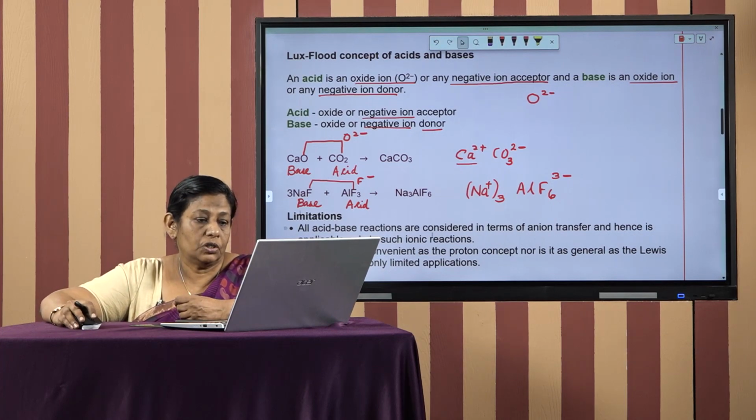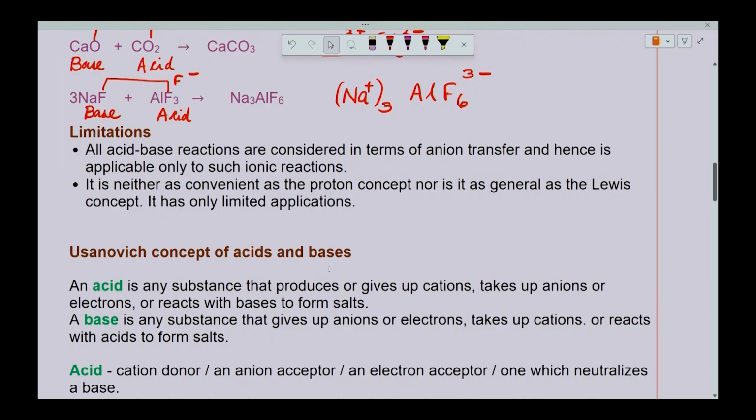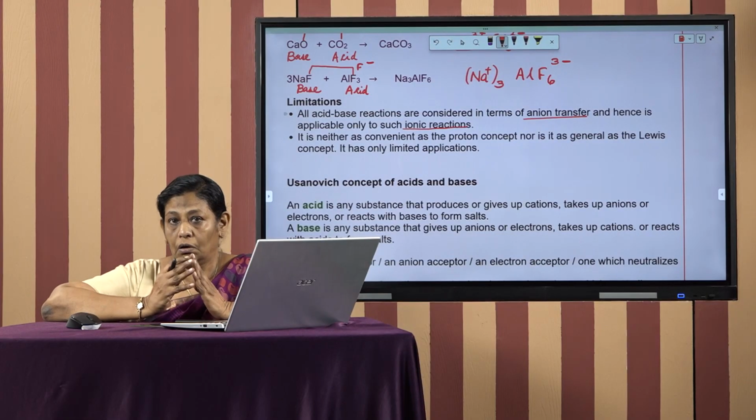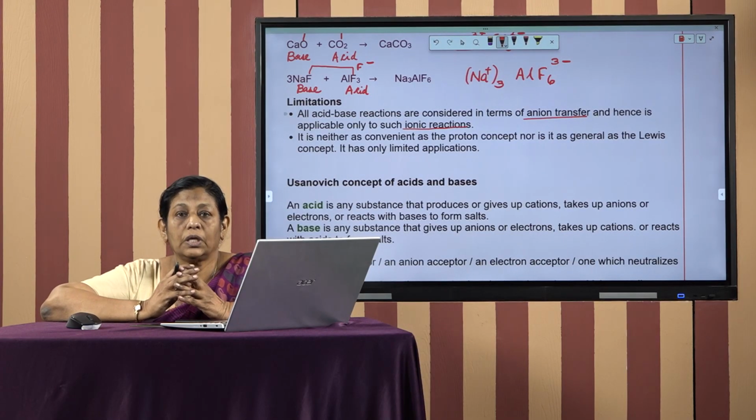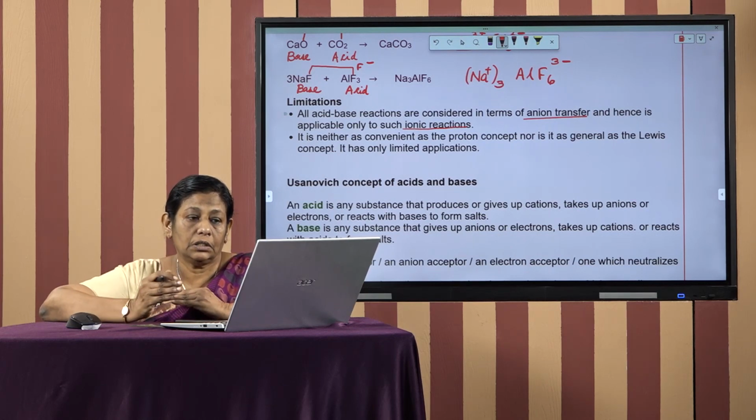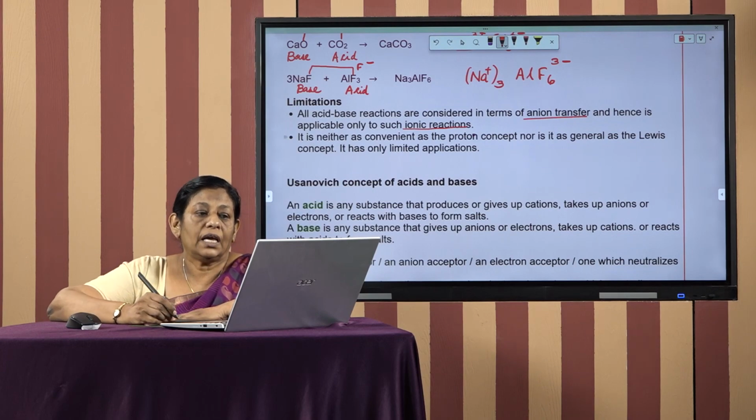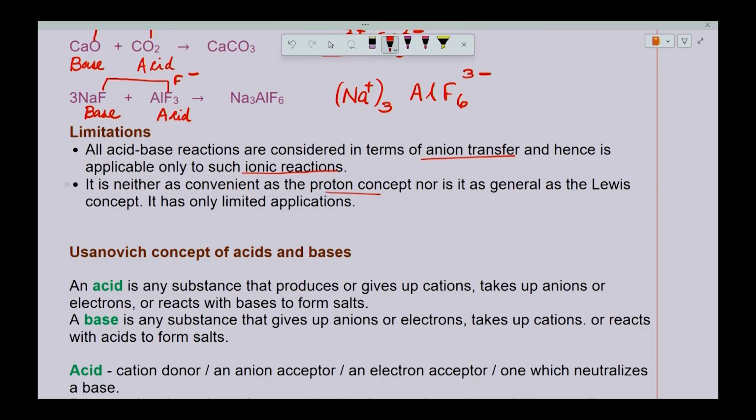Now what are the limitations of this theory? All acid base reactions are considered in terms of anion transfer, and it is applicable only to ionic reactions, because only in those will we have anions and cations. So this is applicable only for ionic reactions. In other cases we can't classify whether it is an acid or a base. It is neither as convenient as the proton concept, nor as general as the Lewis concept. So it has only very limited applications.